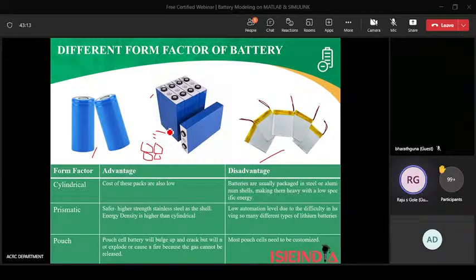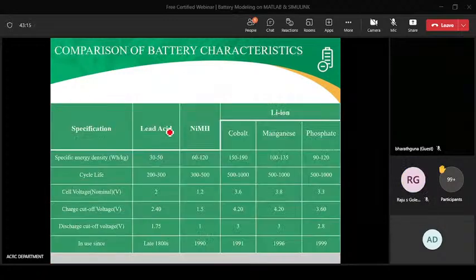Yes. So now there is a comparison of battery characteristics. I have listed the different chemistries of the battery. Here you can see the lead acid battery, the nickel metal hydride, and the lithium of different nomenclatures: first the cobalt, then manganese, and the phosphate. Talking about the difference in specific energy density, we can see the energy density of the lead acid battery.